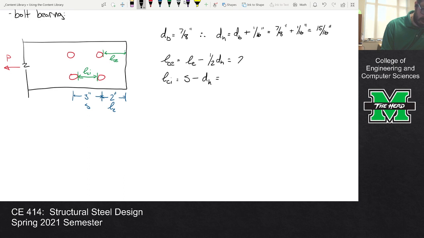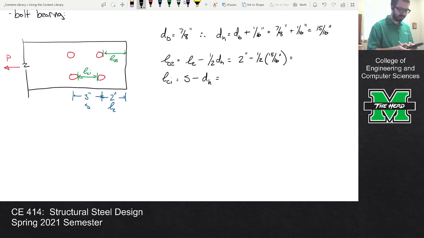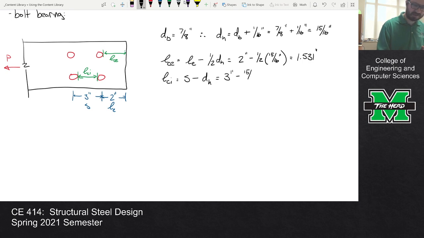So we take 2 inches minus a half of 15/16. The fractions get to be a bit nuts. So 2 minus 15/32. What I tend to do is just say 1.531 inches, that's close enough. And then this is going to be 3 inches minus 15/16. So that's 3 minus 15/16, 2.06, we'll call it 2.063. Could somebody check that and make sure I did those correctly?